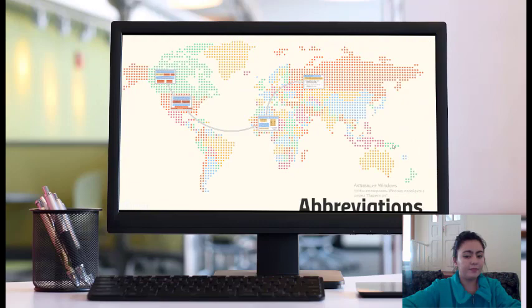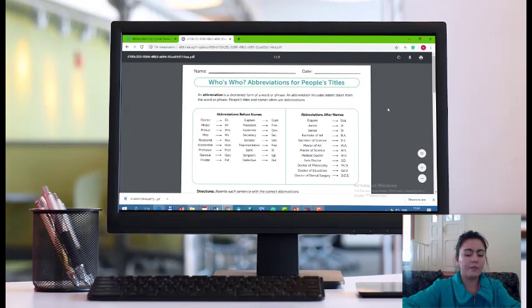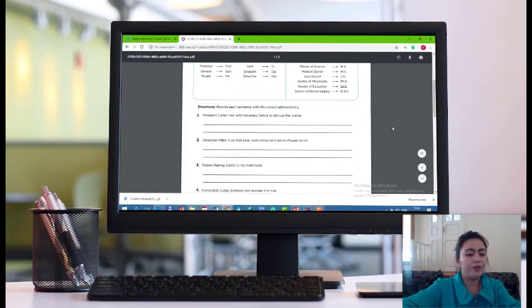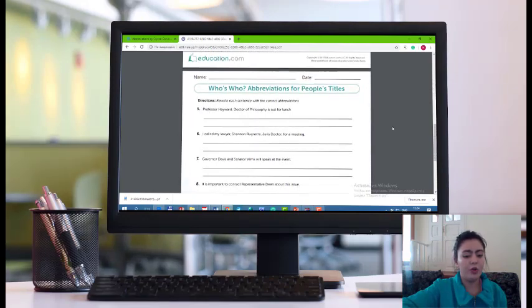And as a home task, there is a task on abbreviations for people's titles. Here is given a little information about abbreviations: what it is and when we can use it. We discussed it in our video lesson. You have to rewrite each sentence with the correct abbreviations. For example, President Carter met with Secretary Vance to discuss the matter. You will do all the tasks.